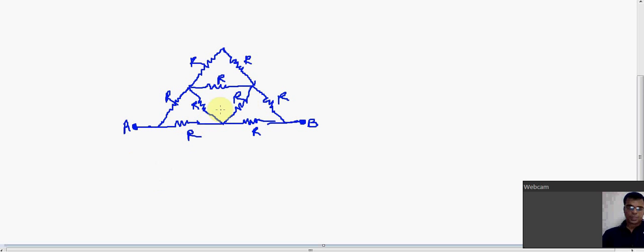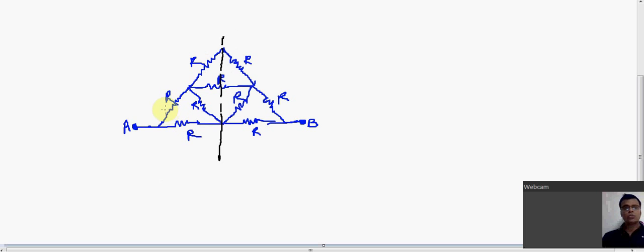Alright, we have a circuit and we need to find the equivalent resistance between point A and B. All the individual resistances are of same magnitude R. Now if you look at this entire circuit carefully, you will see that this entire circuit is symmetric about this vertical line. So if I consider left hand side of this vertical line, and if I try to fold it about that line, it will exactly superimpose with the other half of the circuit.